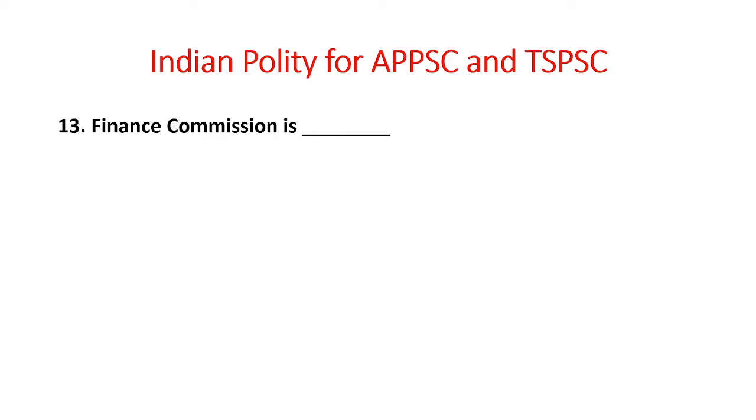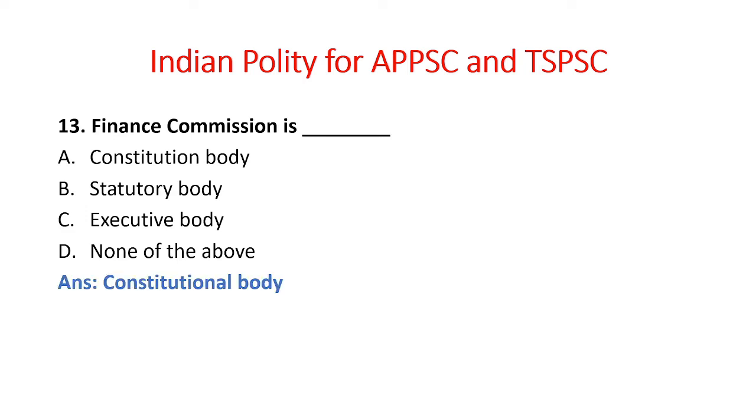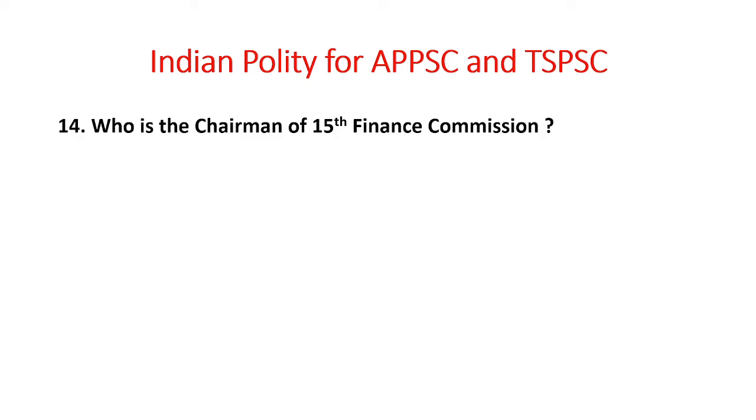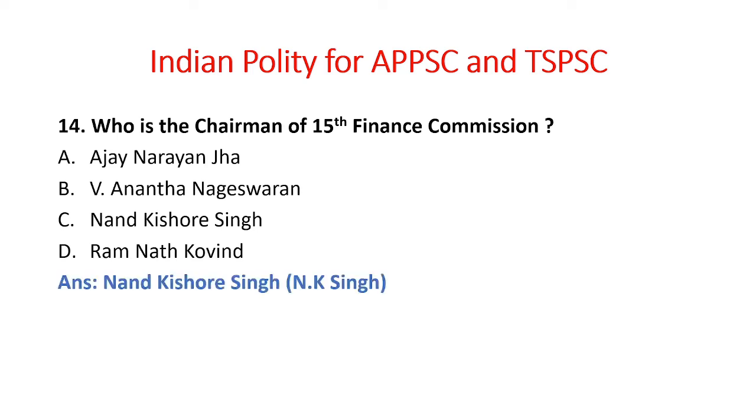Next, Finance Commission is a constitutional body, statutory body, executive body, or none of the above. Okay. Finance Commission is a constitutional body. Next. Who is the chairman of the 15th Finance Commission? Okay, and the options are Ajay Narayan Jha, Ananta Nageshwaran, Nandakishore Singh, and Ramnath Kovind. So, who is the chairman of the 15th Finance Commission? It is Nandakishore Singh or NK Singh.